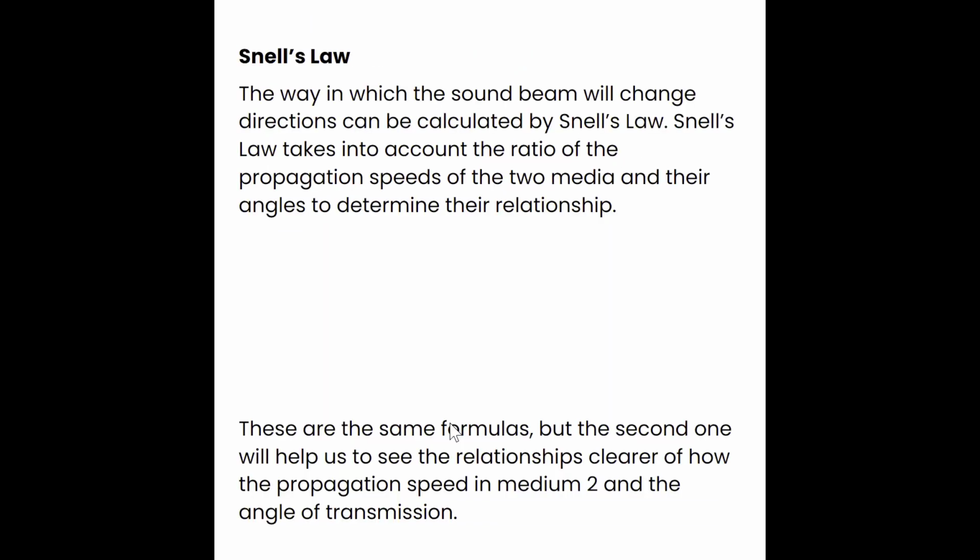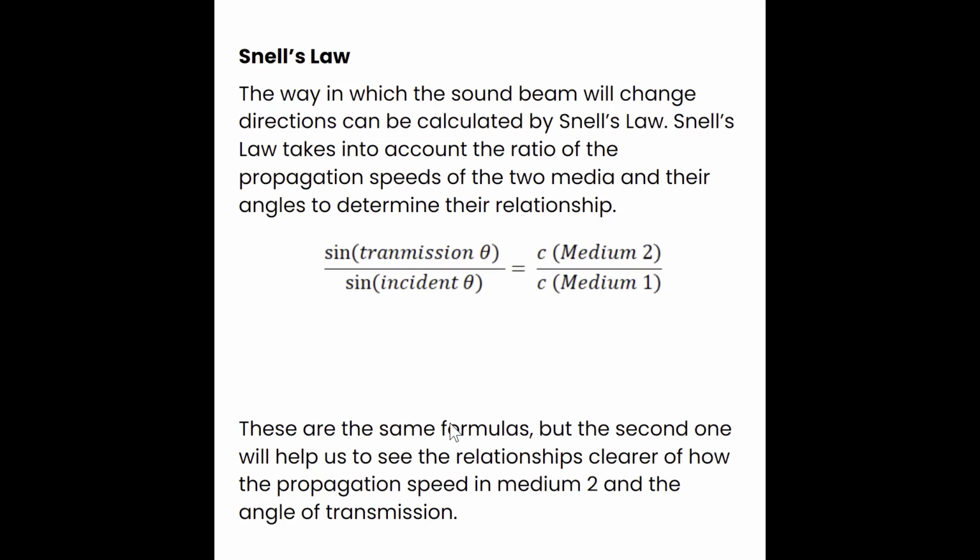If we know the propagation speed of the two media that we're dealing with and the angle to which the incidence beam has interacted with the boundary, we can actually calculate what's going to happen in the second medium. And we can do that with Snell's law. So Snell's law is going to take a look at the angles of incident and the angle of transmission and kind of compare that ratio to the ratio of the propagation speeds in medium 2 and in medium 1. Another way we can write this formula is to write it out like this. We have the transmission angle equal to the incident angle multiplied by the medium 2 speed divided by medium 1 speed.